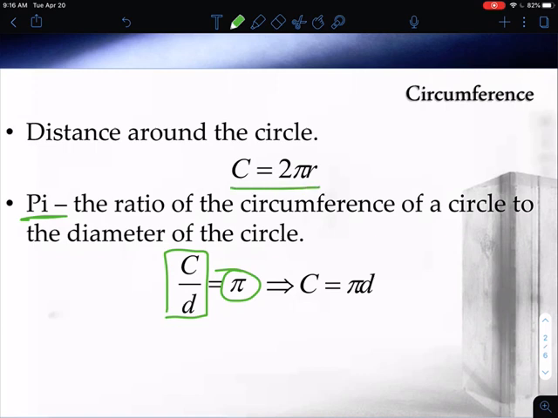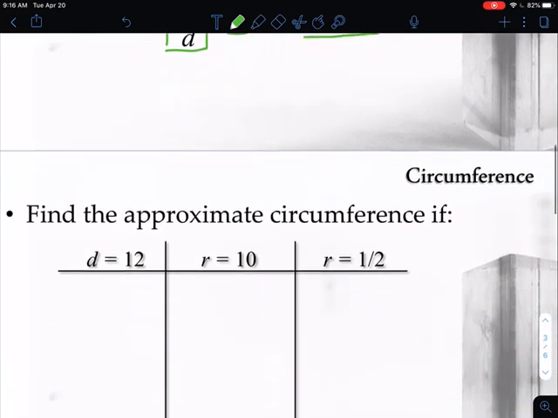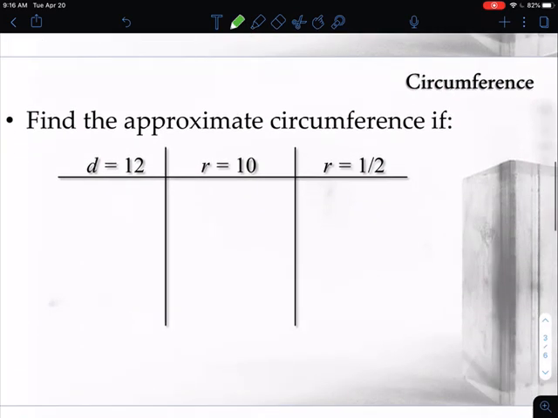And so when we're setting up these equations, again, whether I have the radius or whether I have the diameter, I have a way to calculate circumference using either of the two formulas here. And so these are just two formulas you're going to have to know, and like I said, to be able to apply them. So if we take a look at some examples here, we'll find the circumference if we have a diameter of 12.